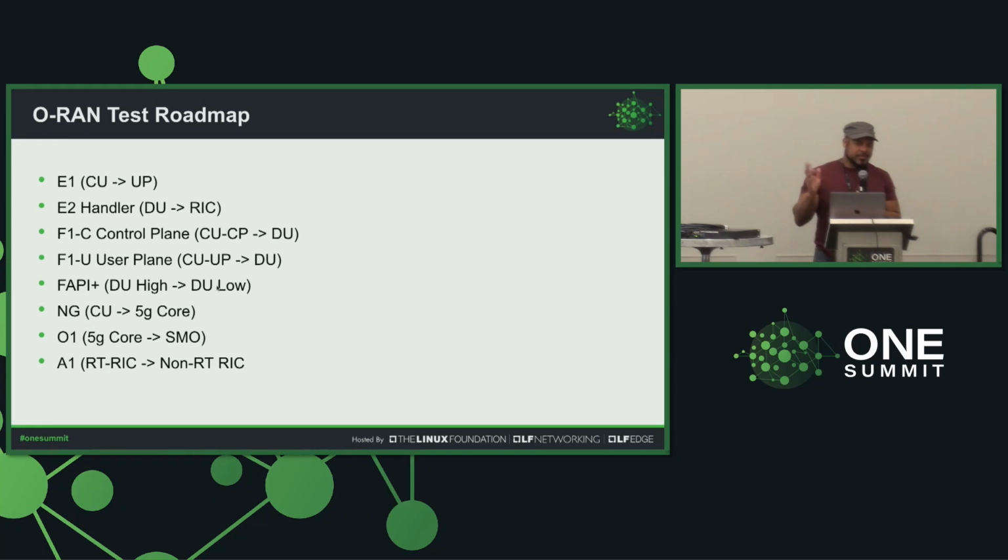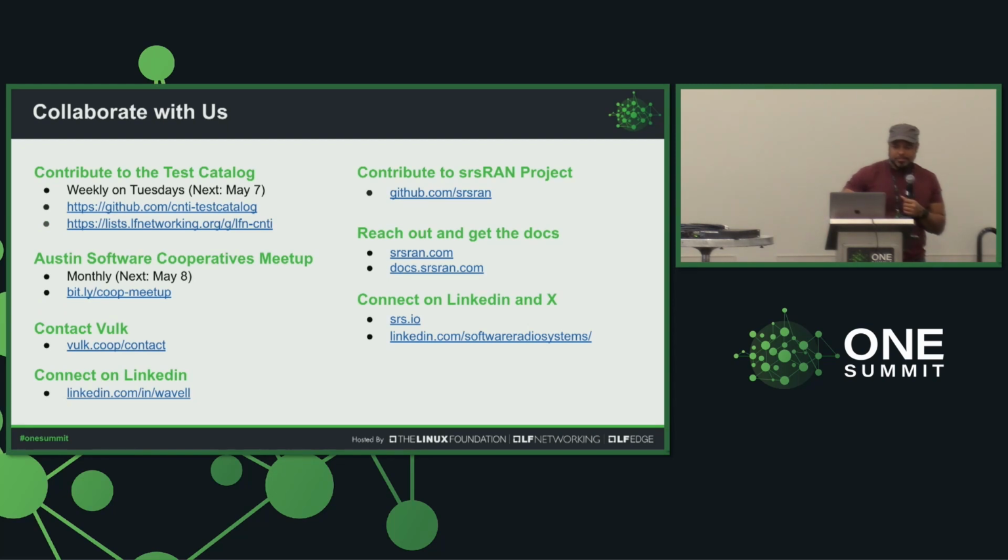So we have our roadmap, and maybe Andre can talk a little bit more about this, but these are the different interfaces in O-RAN. Depending on the feedback we get on what would be higher priority, there is the E1 interface, and E2, which we have, but we need to do some more work there. Then the F1 interface for control plane and user plane, the fronthaul, the FAPI, NG, O1, and A1. And if you want to collaborate with us, we have all of our information right there.